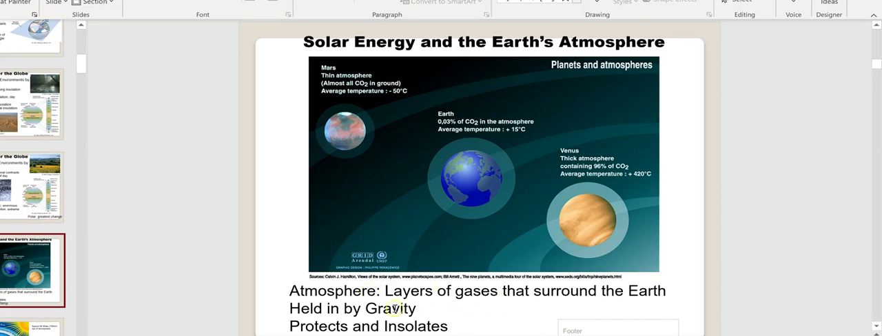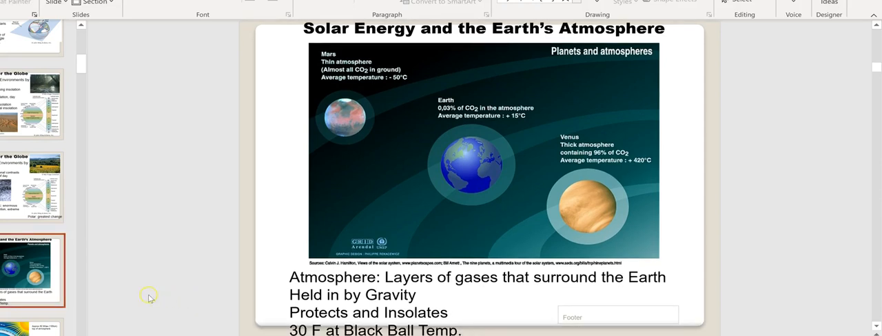These layers of gases are held in by gravity, and these layers of gases protect and insulate all life on Earth. So the atmosphere is vital. Why is it vital? Because it protects and it insulates. And what does that mean? I want to tell you what that means.